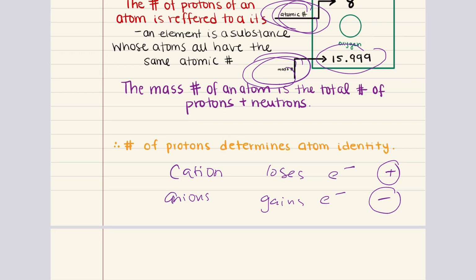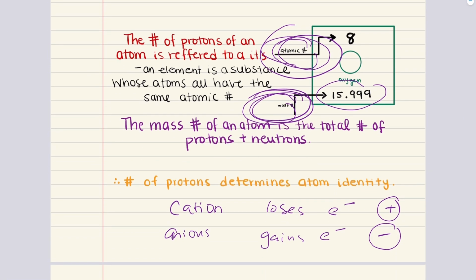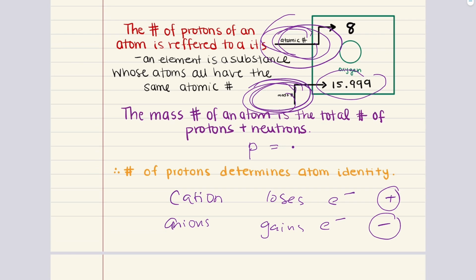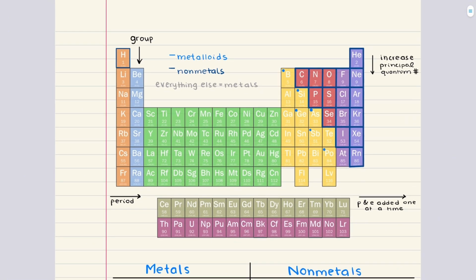So to summarize, the atomic number is the number of protons, and it defines the element's identity. The mass number is equal to the number of protons and neutrons. And in a neutral atom, the number of protons is equal to the number of electrons. Now that we understand atomic structure, let's take a closer look at the periodic table and how elements are categorized based on their properties. The periodic table is organized into groups.